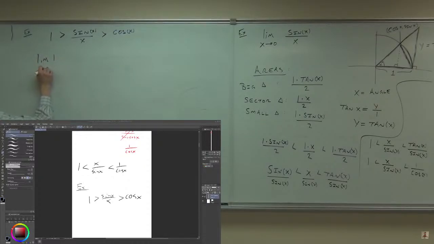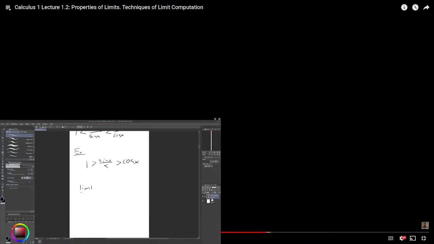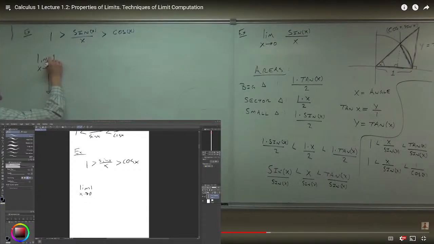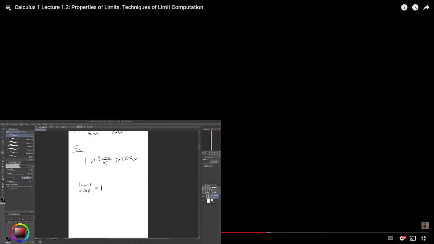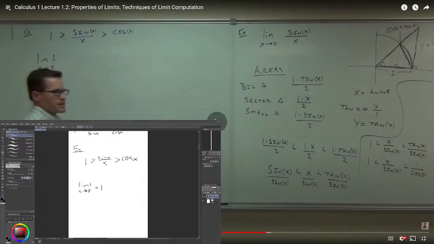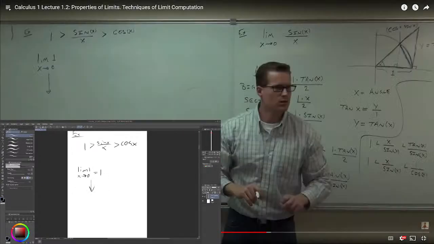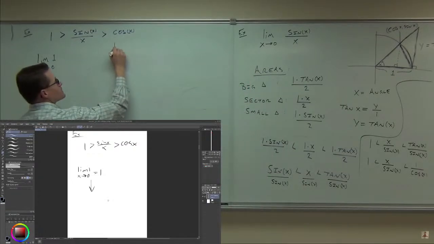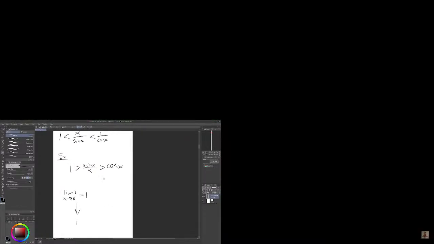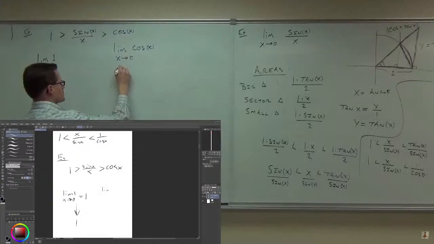of 1. What's the limit of the number? That would have to be 1, right? It's a constant. As x approaches 0, can you tell me that? What's the limit of 1? Doesn't matter what we're going to, right? The limit's 1. Tell me, what's the limit of cosine x as x approaches 0?